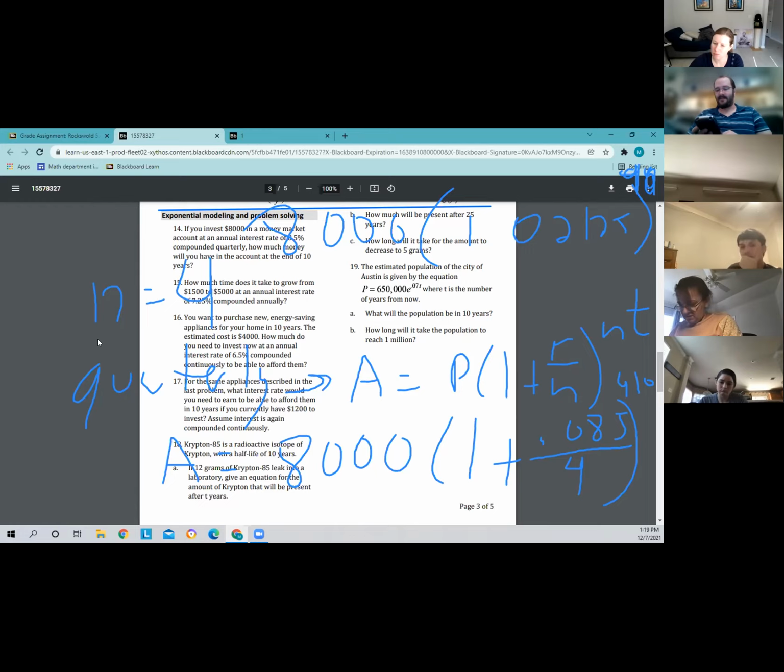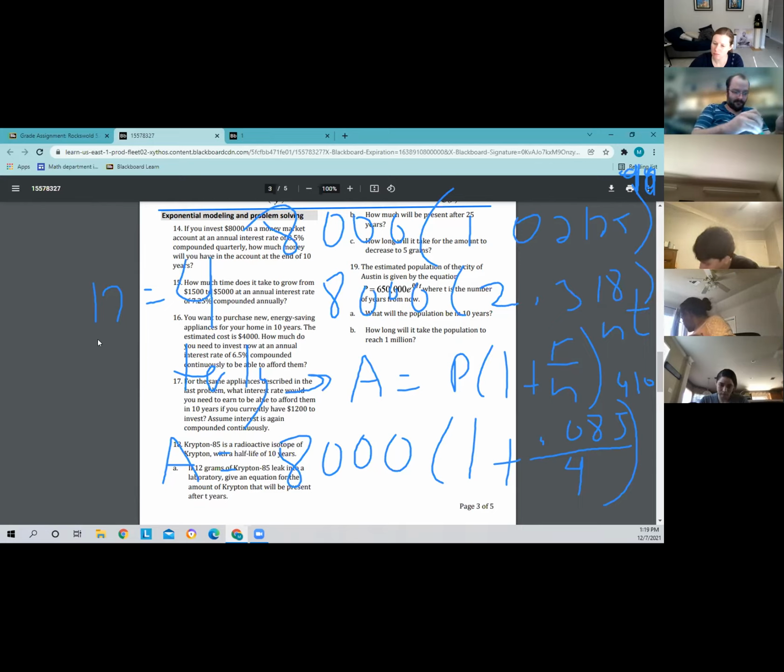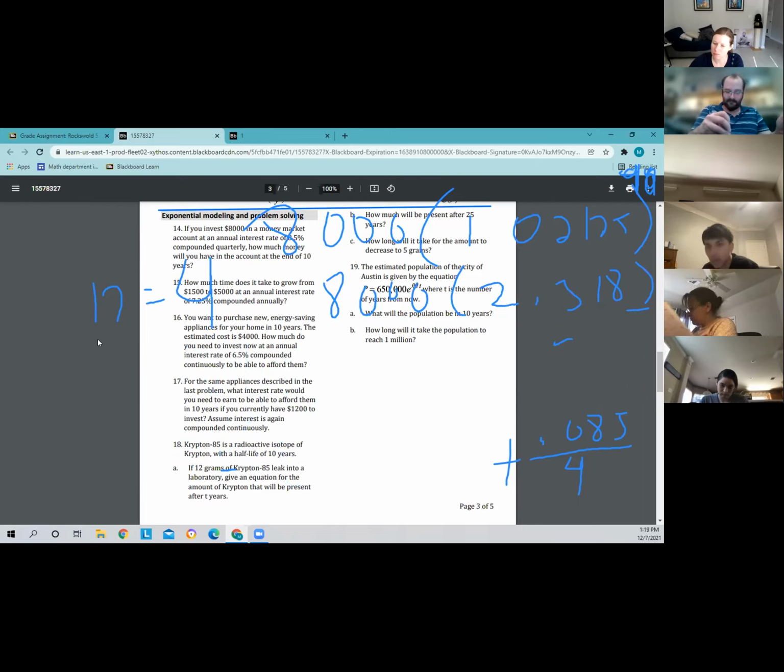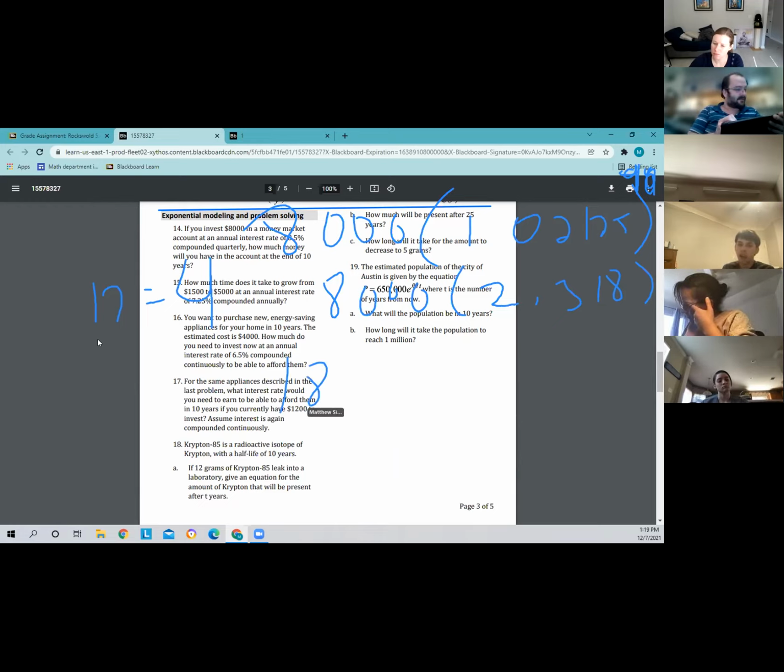And so that's giving me something like 2.318. When I do it to the 40th, I'm getting somewhere around 2.318 something. And the last thing I'm doing is multiplying by 8,000. Are you rounding? I am definitely rounding on that thing. I'm not going to round in my calculator though. I'm just going to grab what my calculator is giving me and use it.